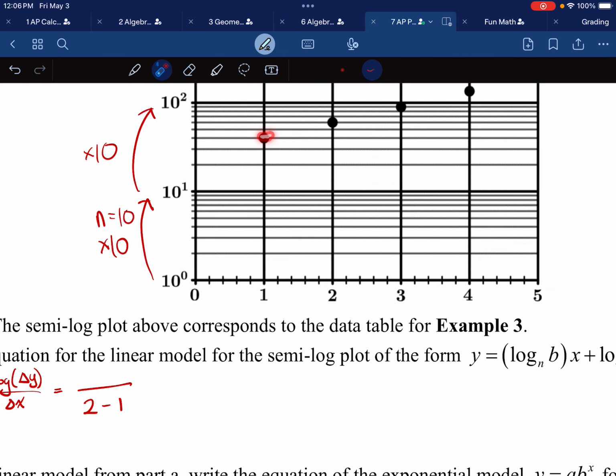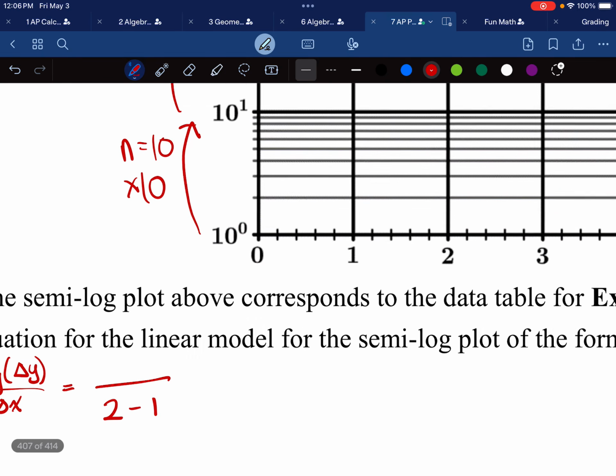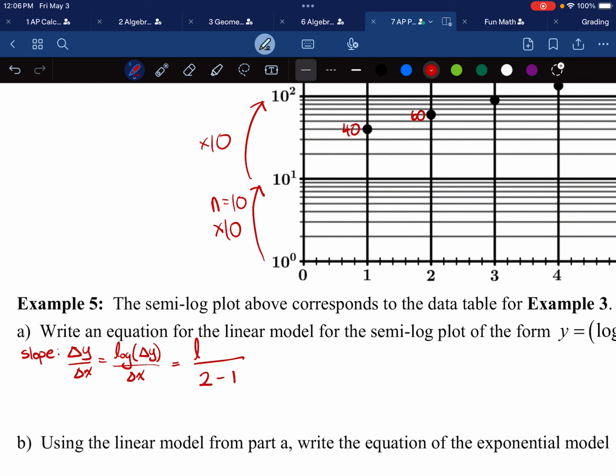And this y coordinate is, there's 10, 20, 30, 40. So this is the y coordinate 40. And then here's 50, 60. That y coordinate up here is 60. So what I'm doing here is I went up to log of 60 from log of 40. So that's my change, log of 60 minus log of 40. And I need a calculator for that.